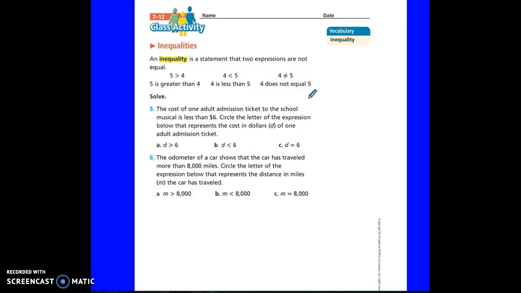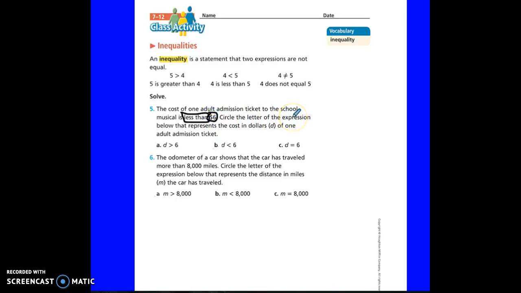So in here, we're going to read the problem, and then we're going to have to choose which one of these inequalities represents what's in the problem. So it says, the cost of one adult admission ticket to the school musical is less than $6. Okay, right away I know that's really important. I'm going to box that. It's less than $6.